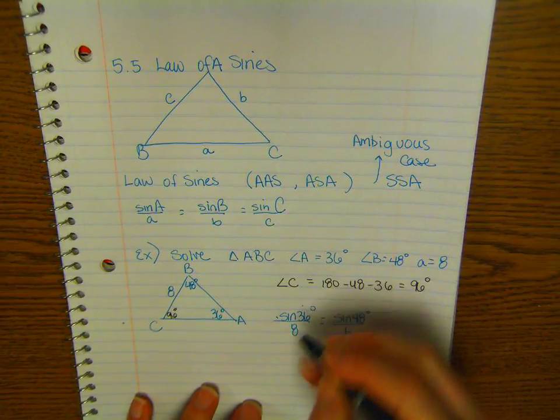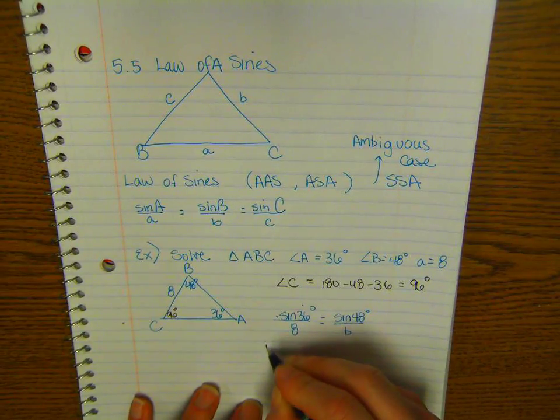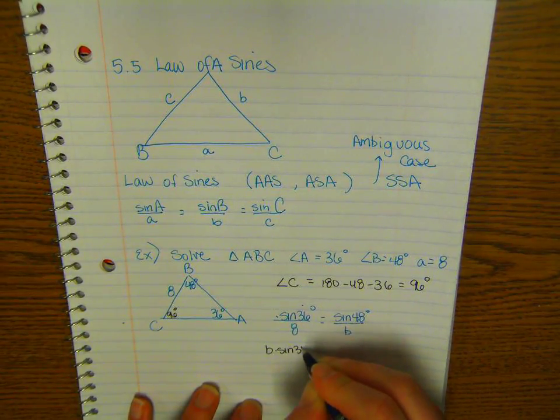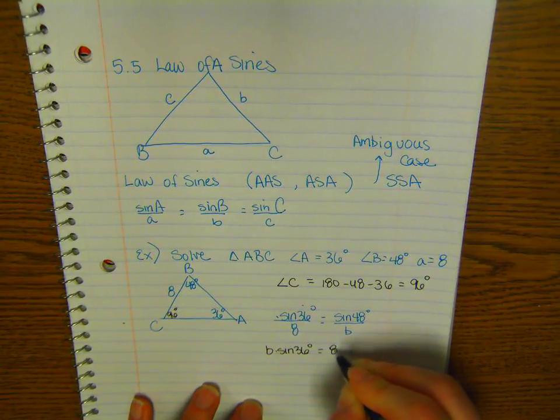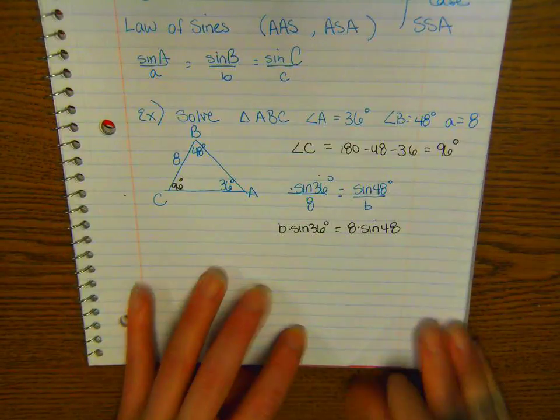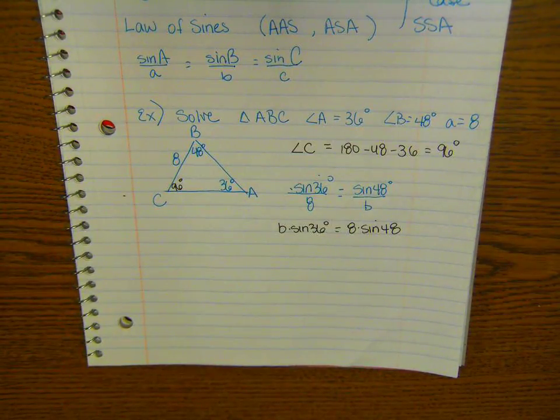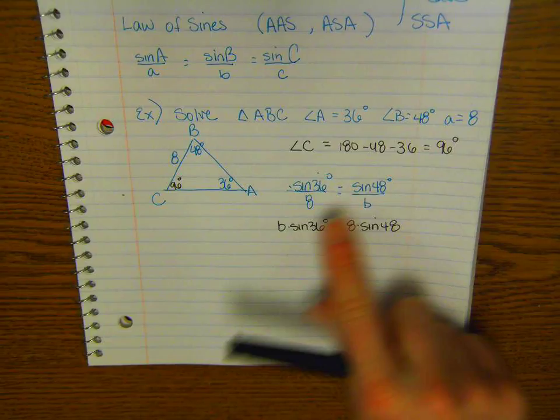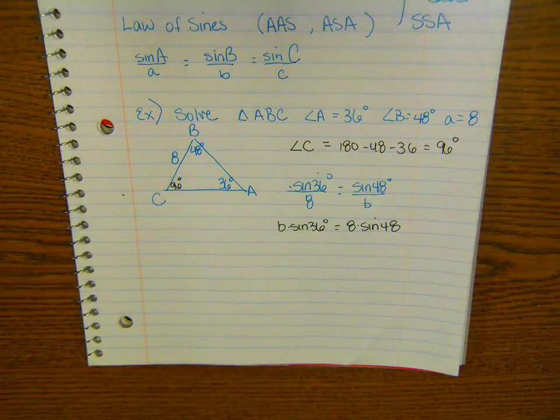So b times sine of 36 equals 8 times sine of 48. B times sine of 36 equals 8 times sine of 48. What am I going to do to solve for B?